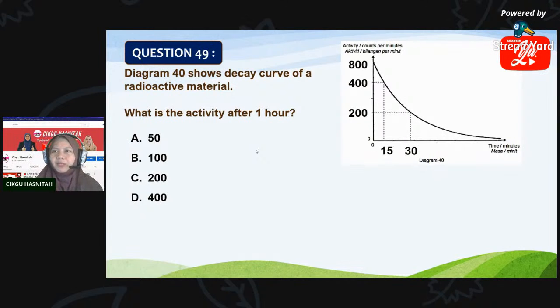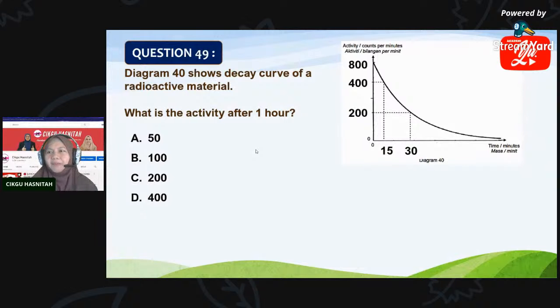Question 49, what do you say? What is the activity after 1 hour? B, Jinjie says B, 100. Okay. Any other answer?